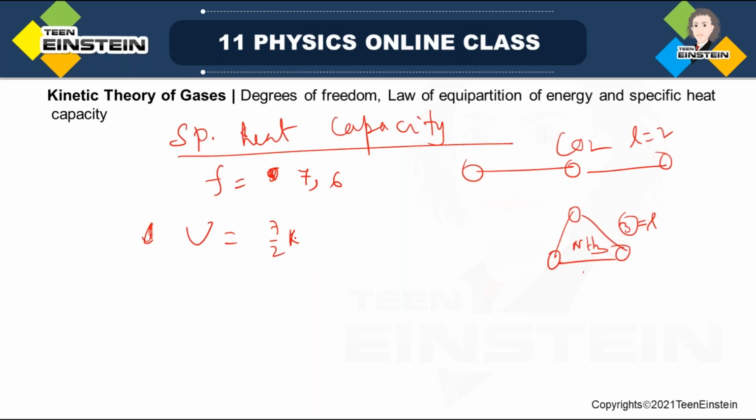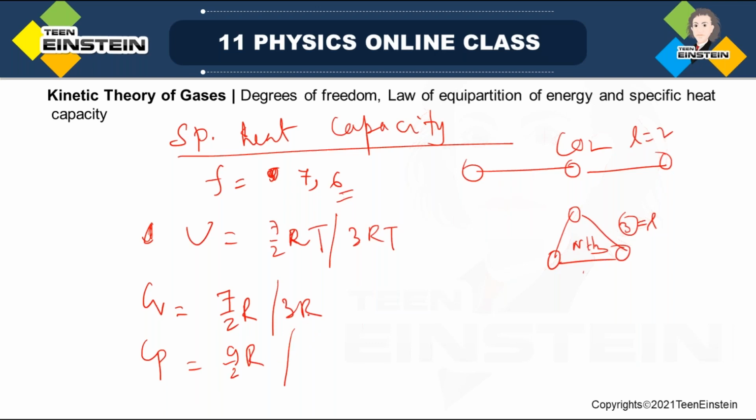So U can be written as 7/2 R T, or it can also be 3RT, because 6/2 RT is 3RT. So what will be the Cv? Cv can be 7/2 R, or it can be 3R. And Cp will be Cv plus R. So one will be 9/2 R, and another will be 4R. Now you can take the ratio of these two. The gamma will be 9/7.